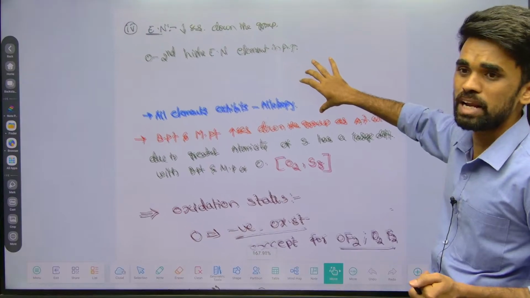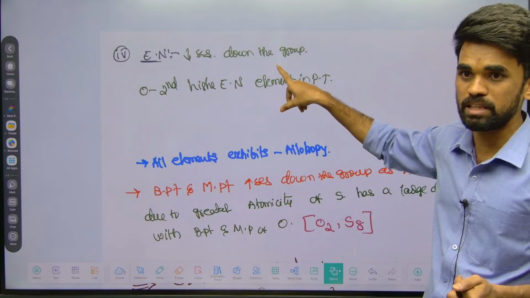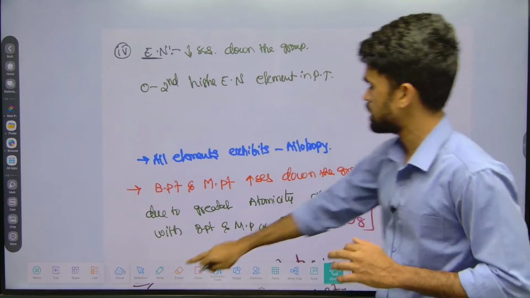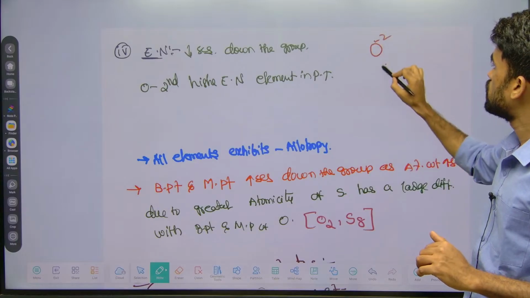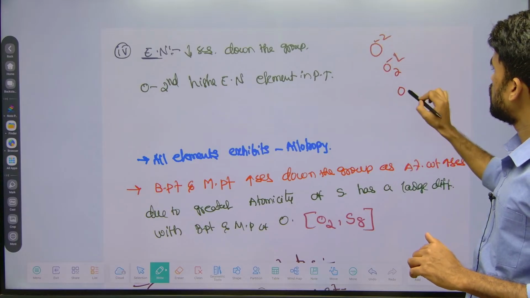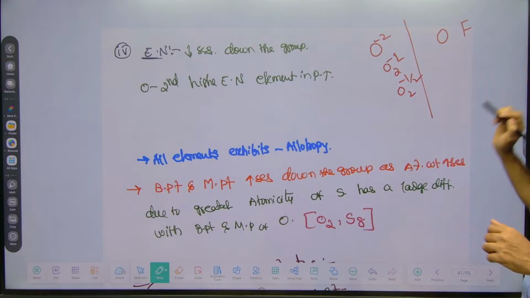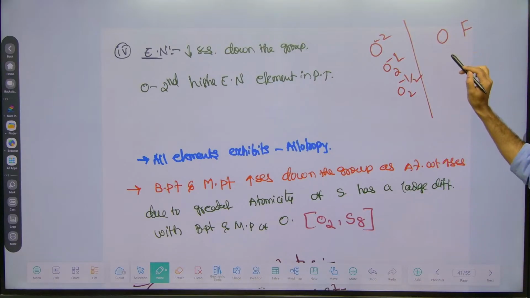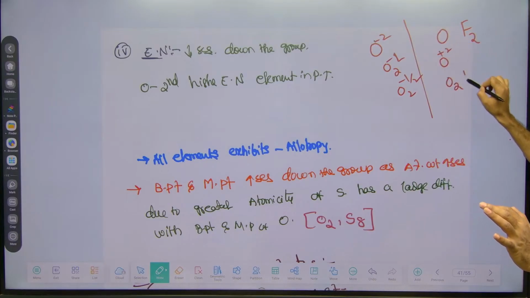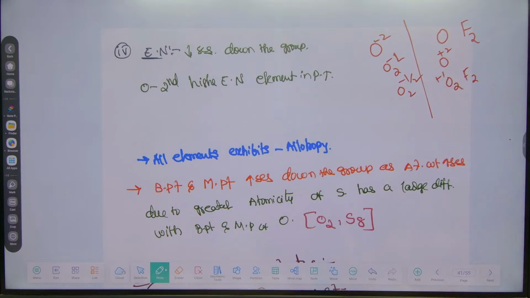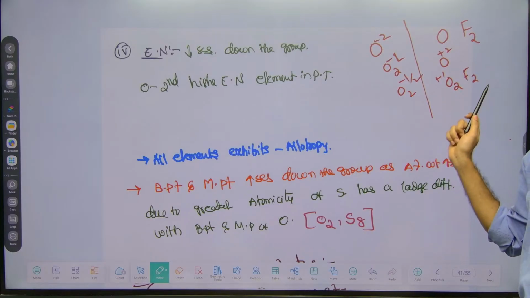Down the group, what happens to electronegativity? Decreases. Oxygen is the second most electronegative element in the periodic table. So whenever oxygen combines with other elements, it will be in a negative oxidation state, like -2 or -1 or -1/2. But when oxygen combines with fluorine, oxygen will be in a positive oxidation state. If it is OF2, what is the oxidation state of oxygen? +2. In O2F2 it is +1 for each oxygen. Remember this: oxygen shows positive oxidation states only when it combines with fluorine.